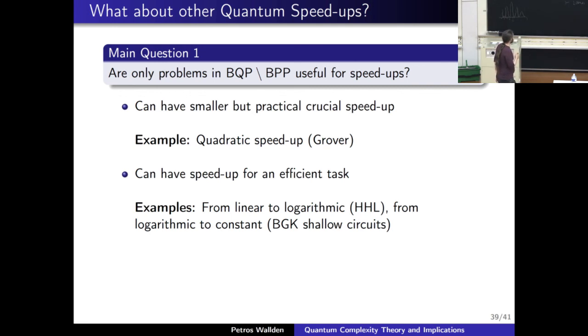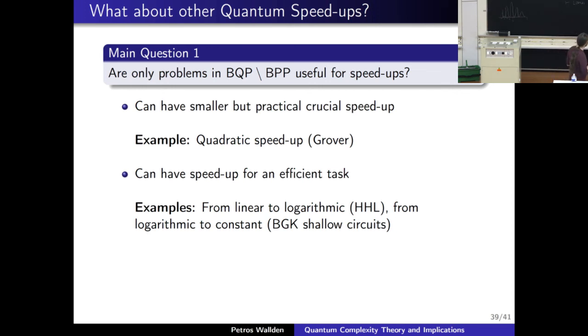Another thing is that this is not captured by these problems because it's outside BQP. Another example is that we can have steps for an efficient task. Let's say that you have something that can be solved classically in linear time. So this is in P, or in BPP, whatever. So it's not outside BPP. But if you use a quantum algorithm, you can solve it even more efficiently, in logarithmic time.